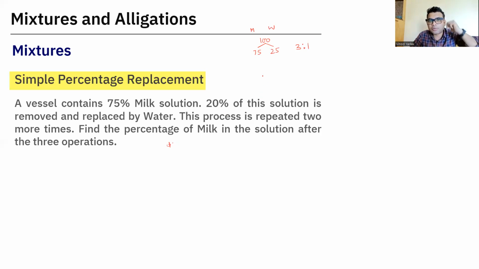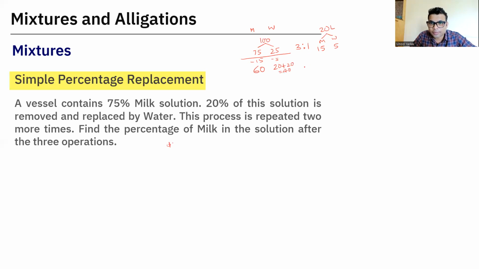20% of this solution is removed. Means what? 20 liters are removed. In that, how much will be the milk and water? Same thing we just discussed, the ratio will be the same, na? 3:1. So 3x and 1x, 4x is 20. So x is 5. So milk will be 15, water will be 5. So with 15 less, milk became 60 and water became 20, a minus 5. But it is replaced by water. So 20 was added again. So now water is 40. So now the milk to water ratio is 60:40.